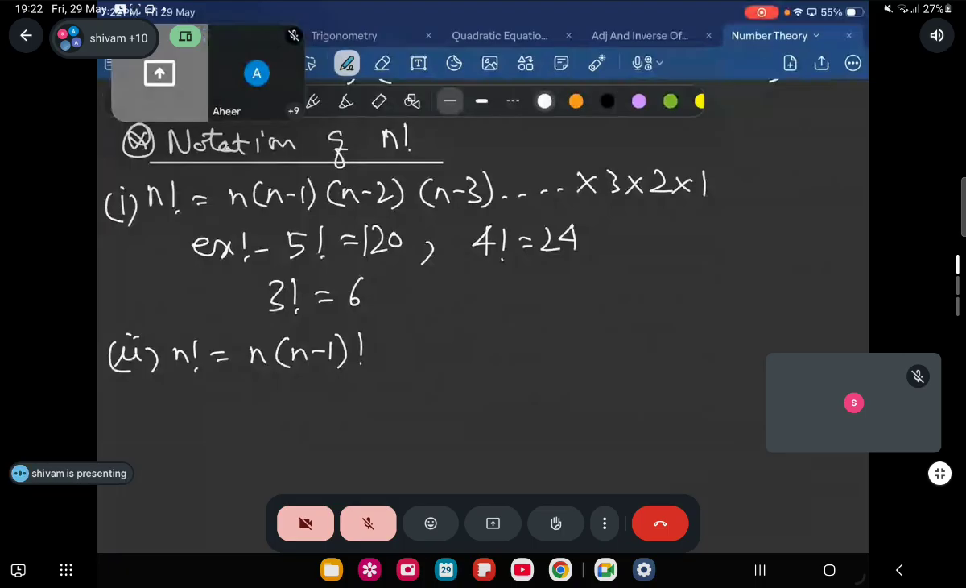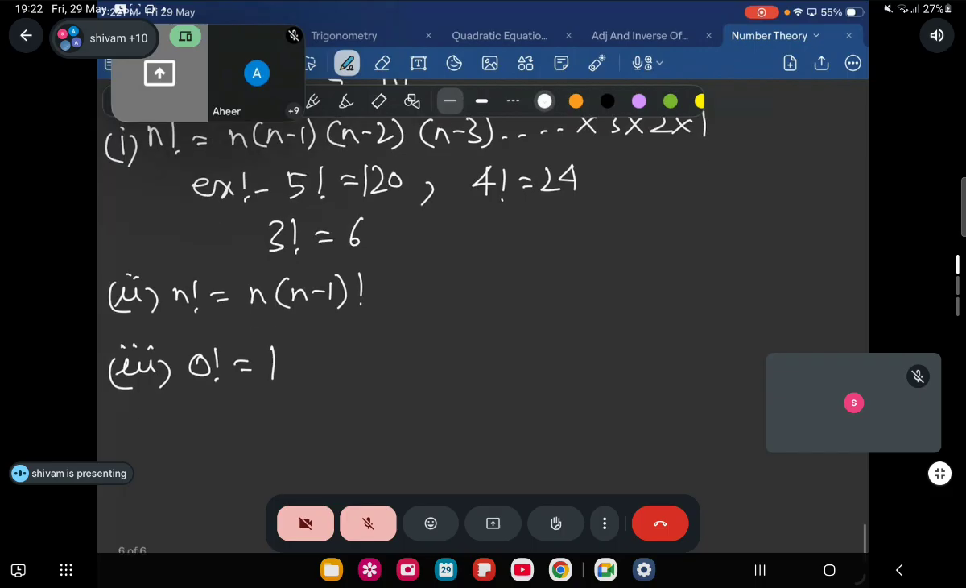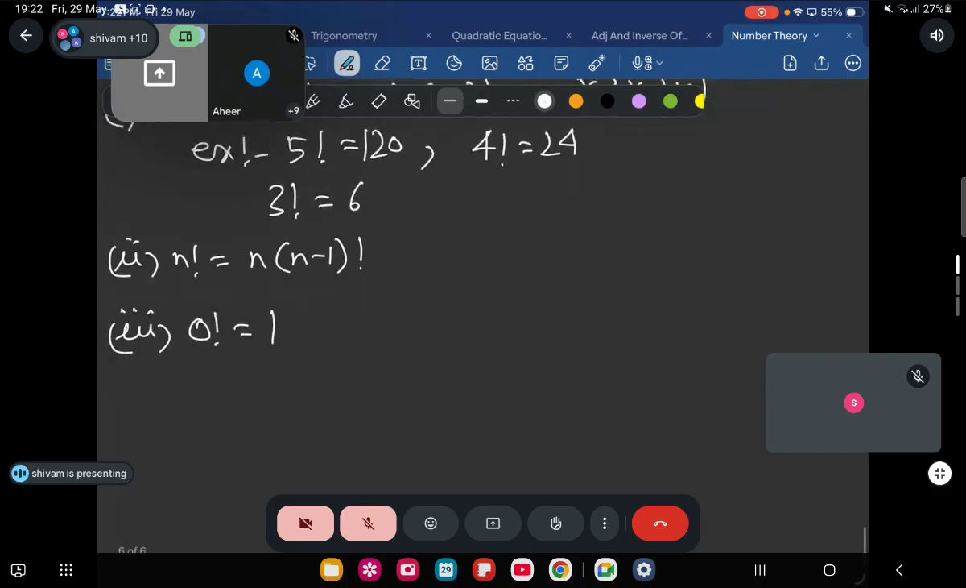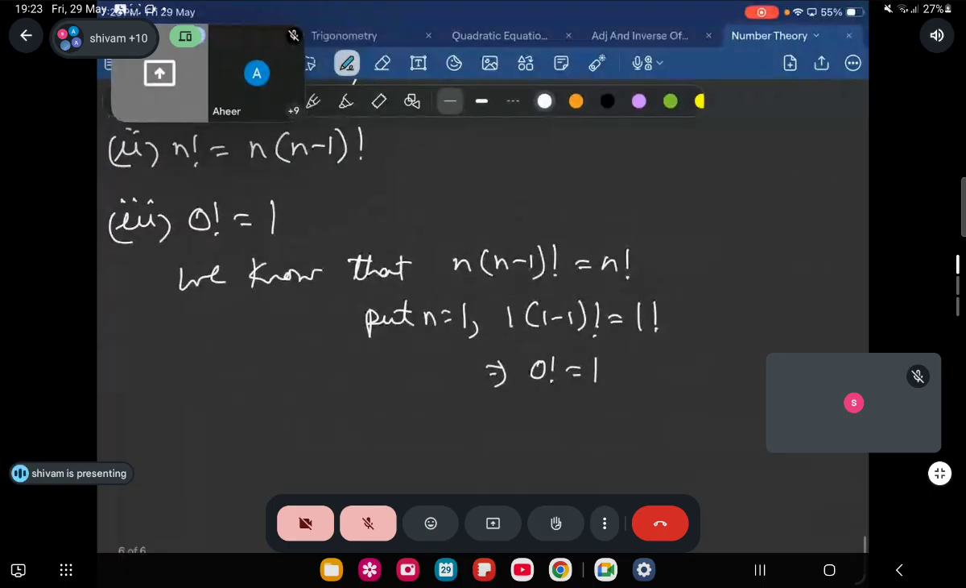Next, number 3. What is the value of 0 factorial? 0 factorial is equal to 1. How is 0 factorial equal to 1? Pay attention. We know that n into n minus 1 whole factorial is equal to n factorial. If you put n equal to 1, we get 1 into 1 minus 1 whole factorial is equal to 1 factorial. This implies 0 factorial is equal to 1. Is it clear?